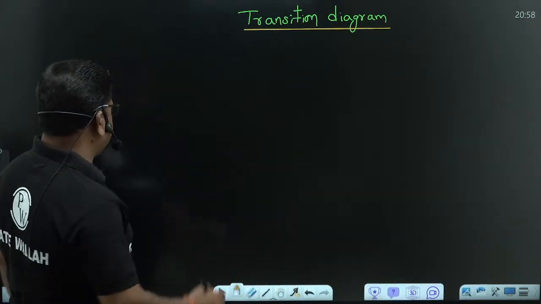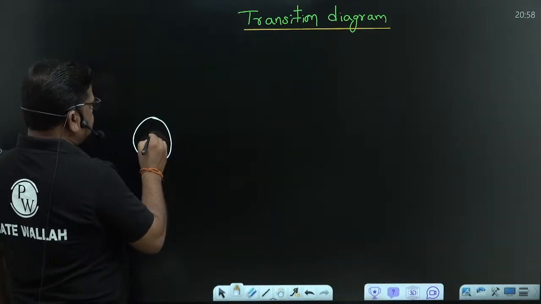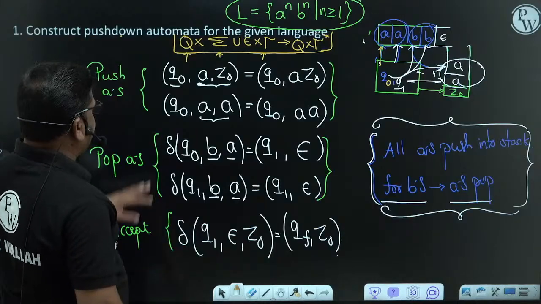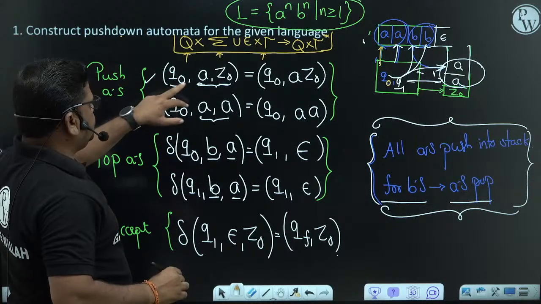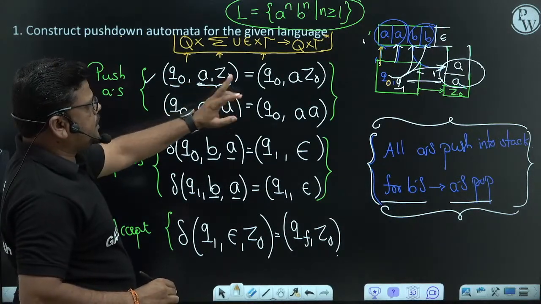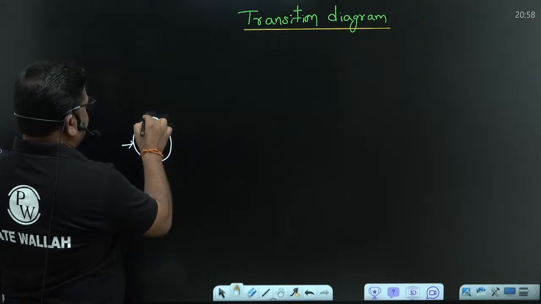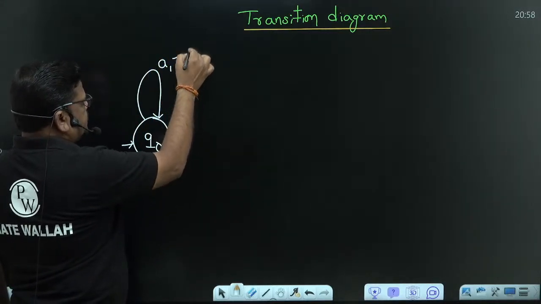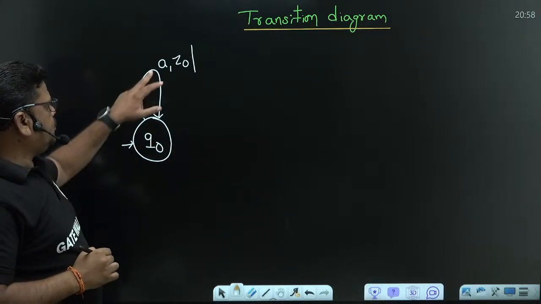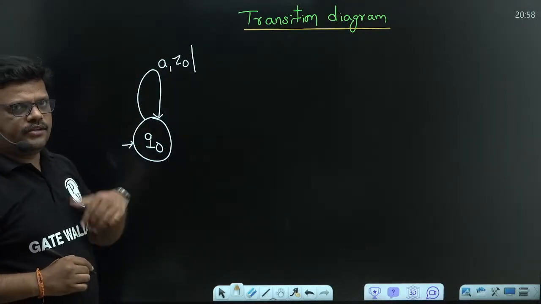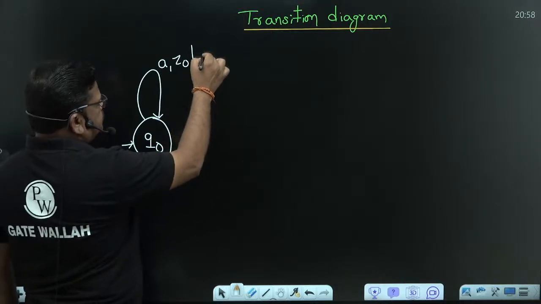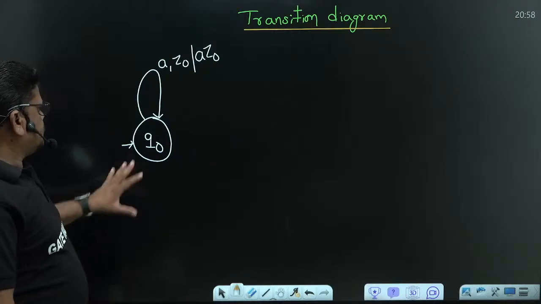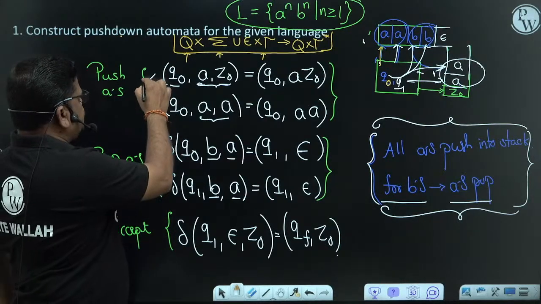What is the first logic? Start from Q0, the same as the previous one, the first one. From Q0, A is the input, Z0 is the top of the stack, push. From Q0, A is the input, top of the stack is Z0. What is the operation? Push operation. So we show them together. This is the indication of push. Like this, every transition one by one will be represented.